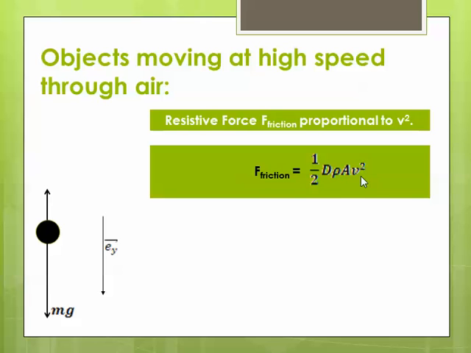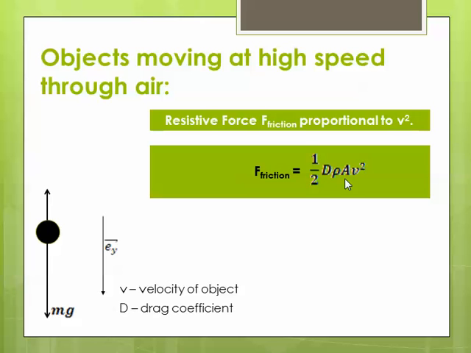Now let's look at this factor here. What goes into this factor of proportionality? It is D, the drag coefficient. It is ρ, the density of the air, and it is A, the cross-sectional area of the object, perpendicular to the direction of movement. So v is the velocity of the object.